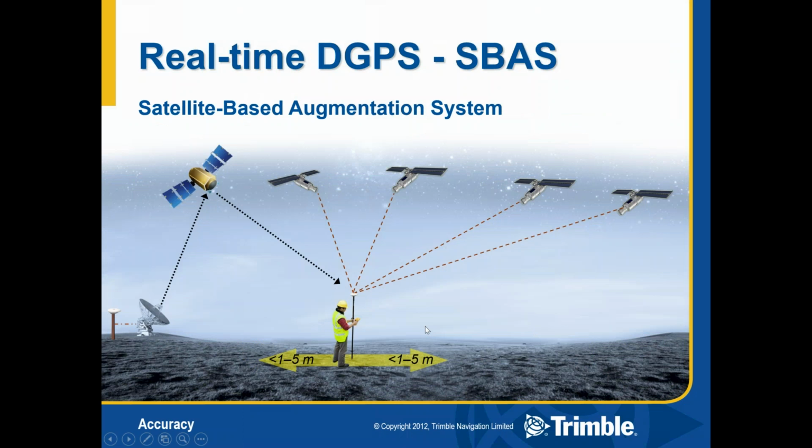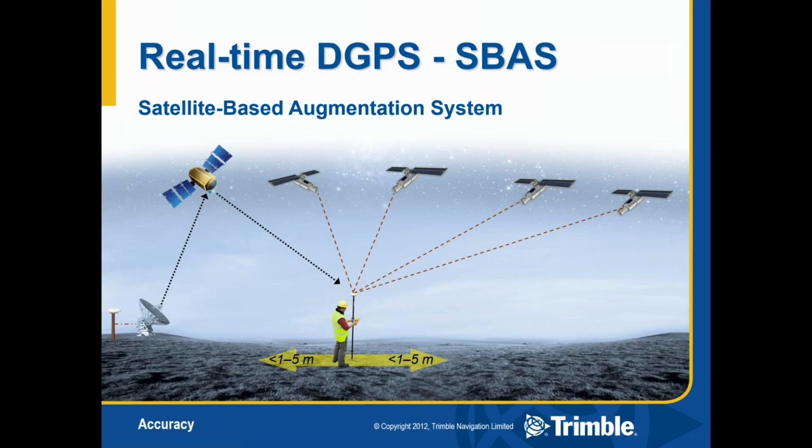But then we have real time. So let's say we need accuracy in the field, or let's say we want to just collect data with real time and not worry about post-processing in the office. The first one here is SBAS, Satellite-Based Augmentation System. In the U.S., we call this WAAS. It's basically a satellite system run by the FAA for the airplanes flying. And as civilians, we're able to use this as a free correction.